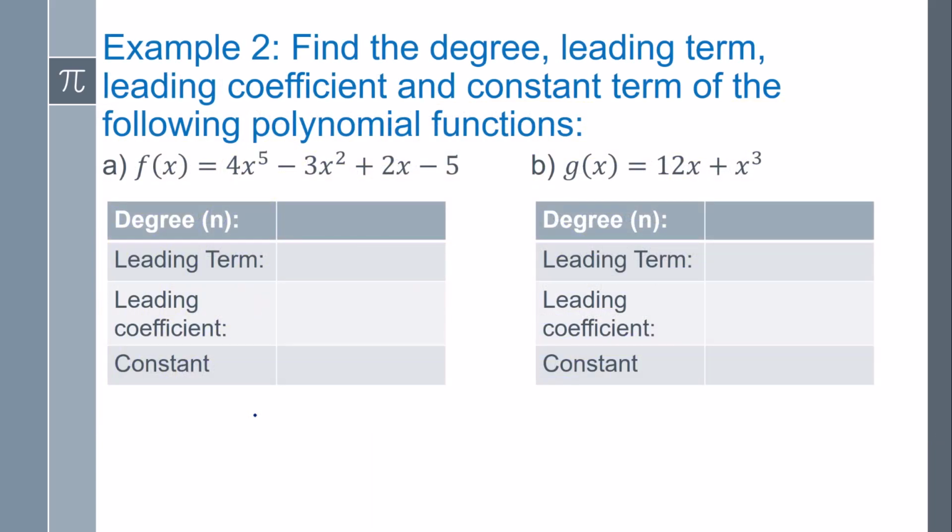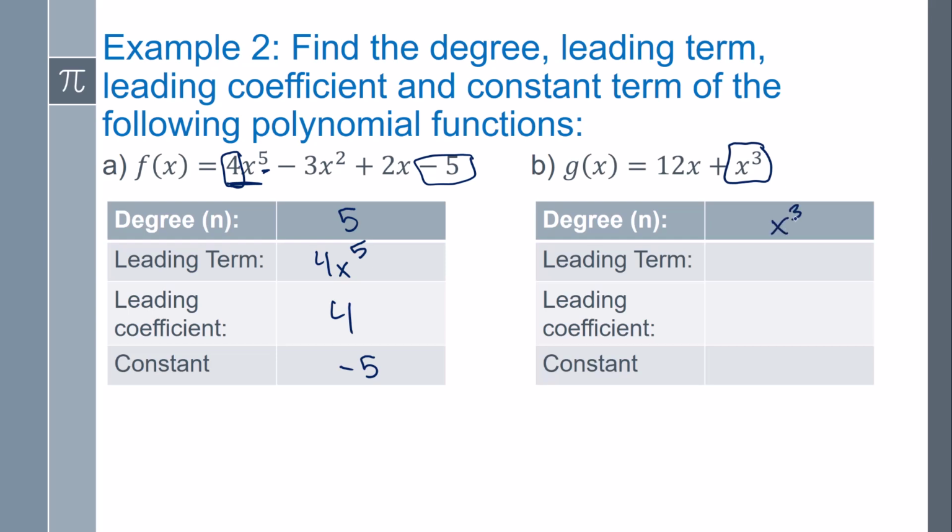So let's just kind of look at these. My degree, what's my highest exponent? 5. My leading term, 4x to the 5th. My leading coefficient, what's that number in front? 4. What's my constant? The number by itself, -5. Pretty straightforward.